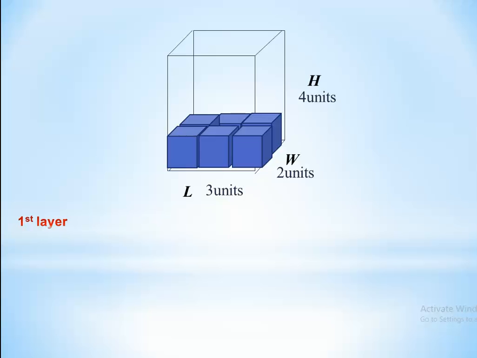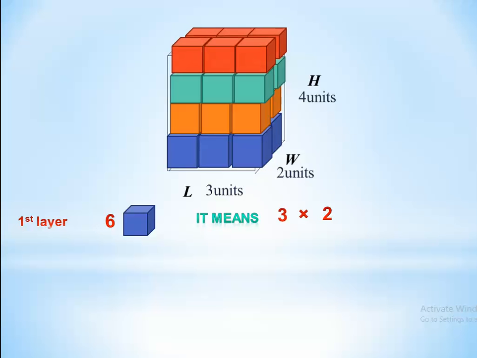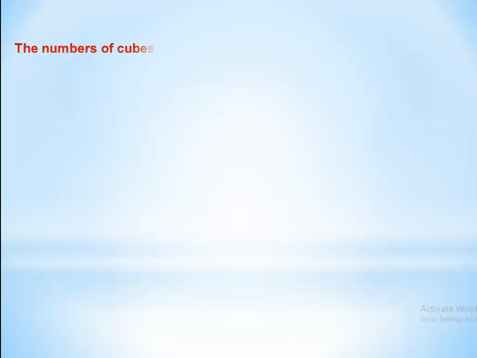So the first layer is 6 cubes. Okay, it means 3 by 2. 3 by 2 equals 6. And we will put a second layer, third layer and fourth layer. Each one has 6 cubes: 3 by 2, 6 cubes, 3 by 2, 6 cubes, 3 by 2. So it means the number of cubes will be 24.